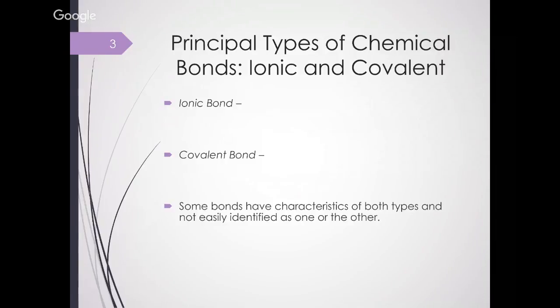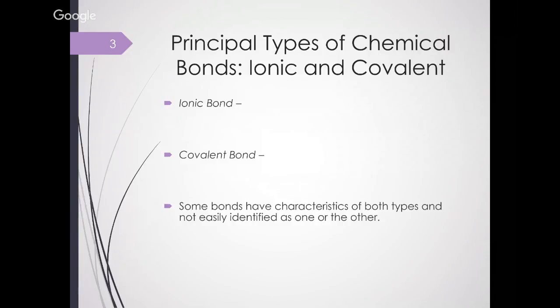The two types of compounds or bonds that we're going to talk about are ionic bonds and covalent bonds. Ionic bonds occur when one atom gives up electrons and another atom accepts electrons. Metal atoms give up their electrons, nonmetals accept those electrons. They become positively and negatively charged respectively and form a bond based on the attractive forces between opposite charges.